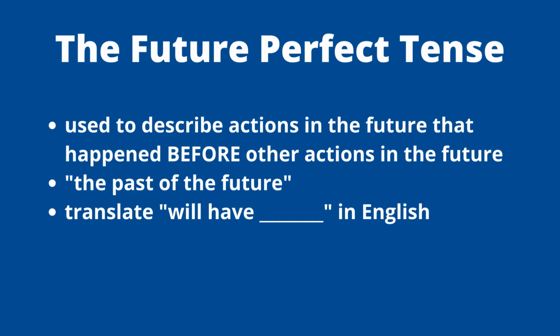There's 2 things that are going to happen. One has to happen before the other. How do we sequence those out? We use the future perfect tense. And in English, we translate it as I will have done something. Right? I will have walked, I will have run, I will have jumped, whatever.